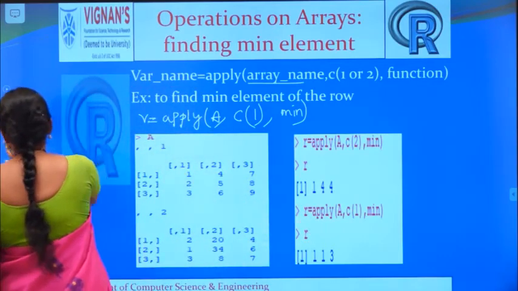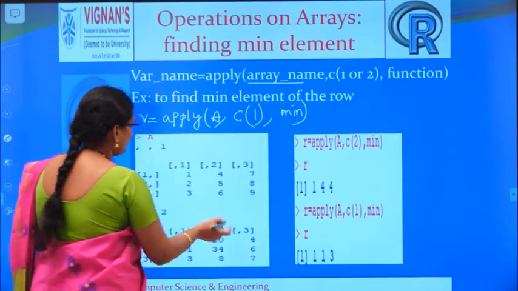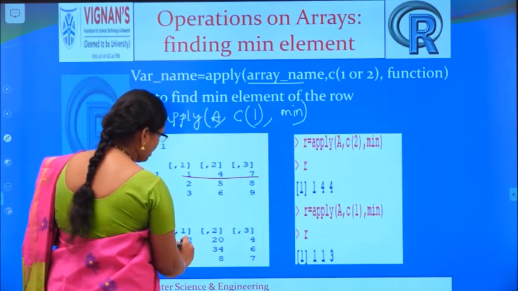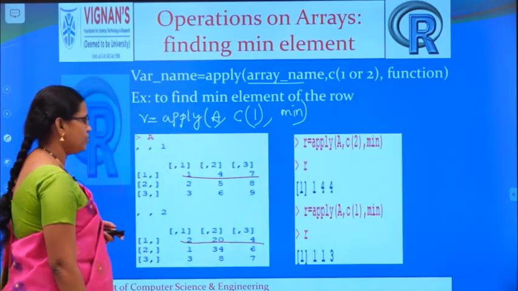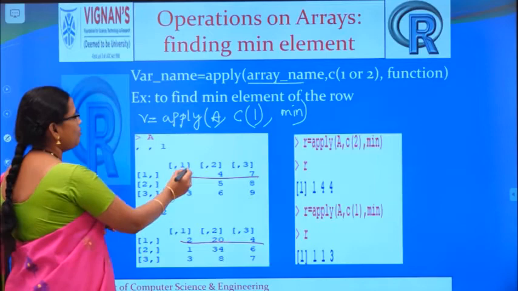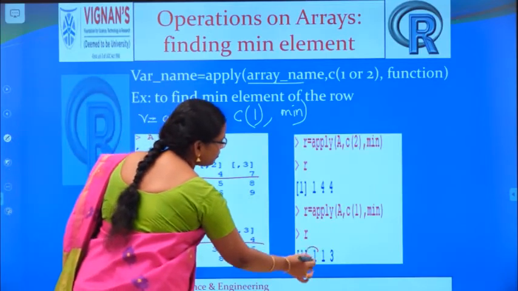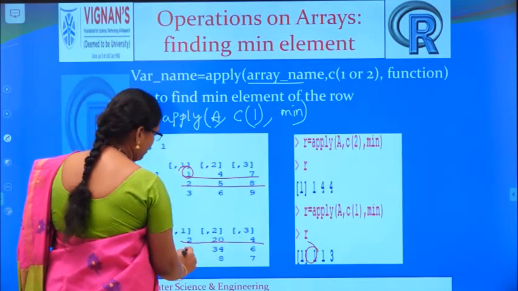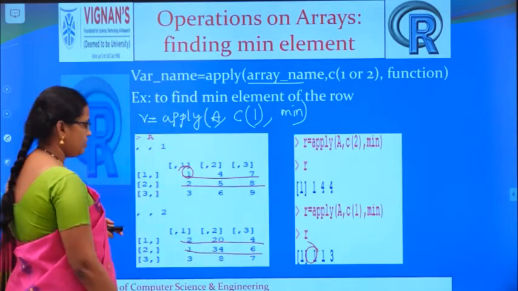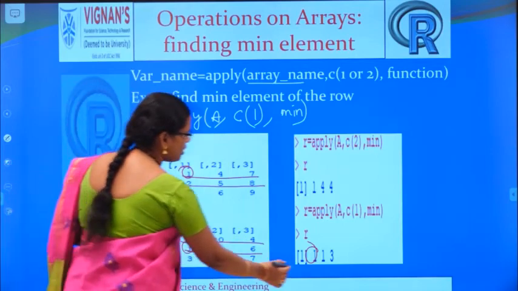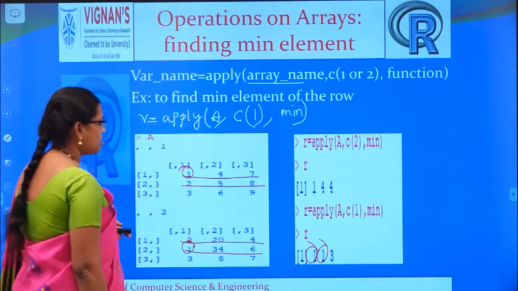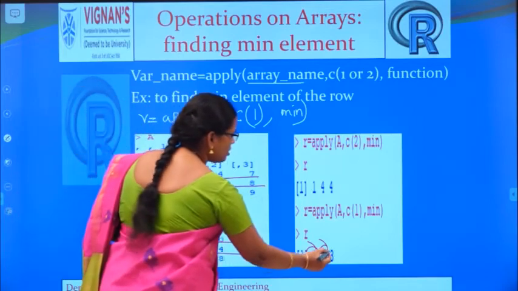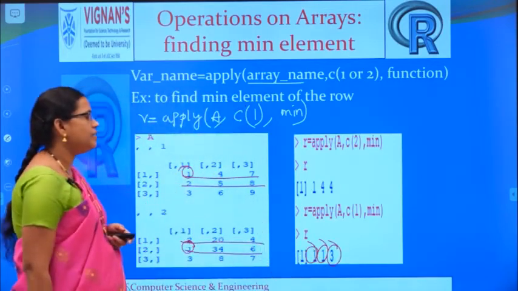So let us check here. The elements in the first row are 1, 4, 7, and the second row elements are 2, 2, 4. What is the minimum element here? The minimum is 1, so 1 is printed here. Then in the next row, 2, 5, 8 and then 1, 3, 4, 6, what is the minimum here? 1 is the minimum element, so 1 is printed here. And then in the next row, 3, 6, 9, 3, 8, 7, the min is 3, so 3 is printed here.